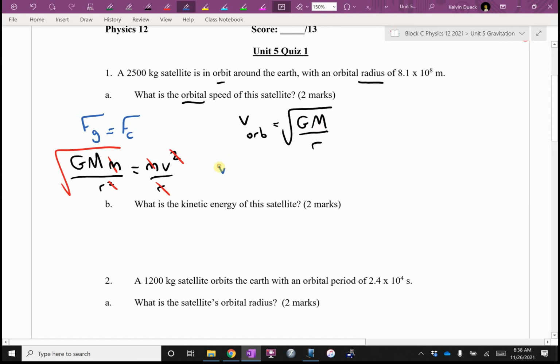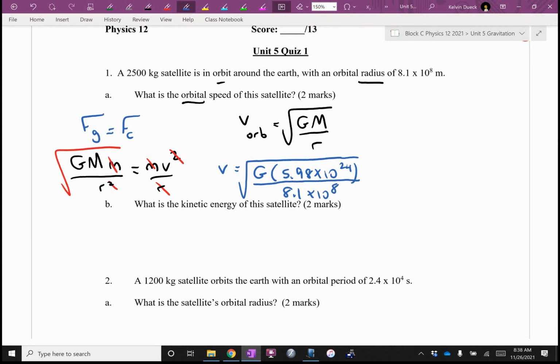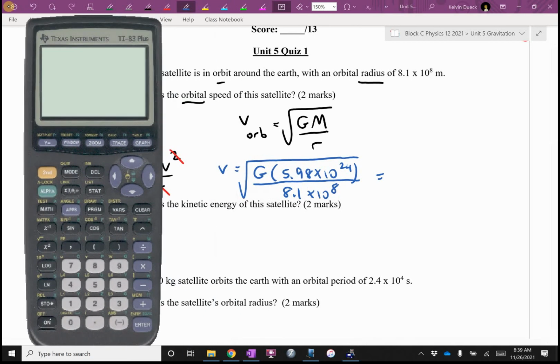And now if I plug in numbers, big G, 5.98 times 10 to the 24th all over 8.1 times 10 to the 8th. 10 to the 8th is way out there because the Earth's radius is 10 to the 6th. We've done some where you're 10 to the 7th. The 10 to the 8th, this is way out there. This is probably going to be a slower speed. It might not even be in the thousands, or if it's in the thousands, I think it's going to be in the low thousands. Not that I know what the answer is. Let's see.